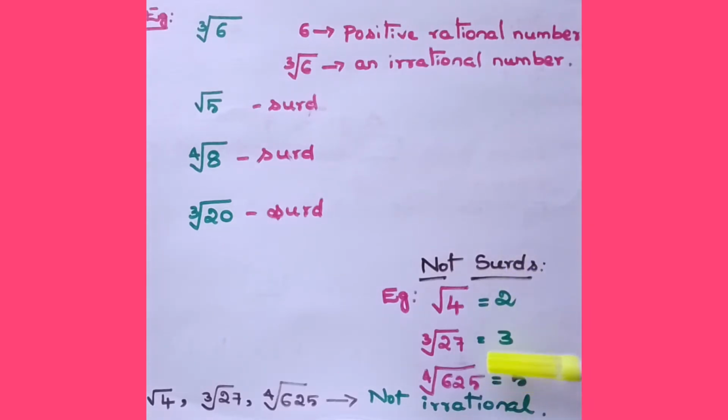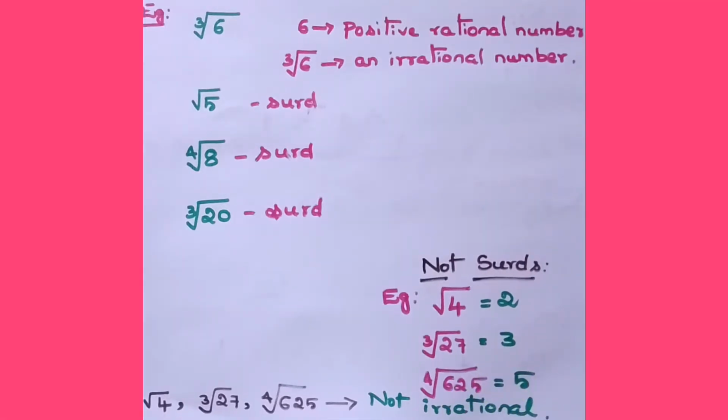Few examples we'll consider. We can write square root of 4 as 2, the value we can find out directly. So square root of 4 is not a surd. Meanwhile, we'll check with cube root also. Cube root of 27, for example, is 3. So this is not a surd. And fourth root of 625 is not a surd because the value of the fourth root of 625 is 5. Therefore, all these numbers given here are not irrational and they are not surds.